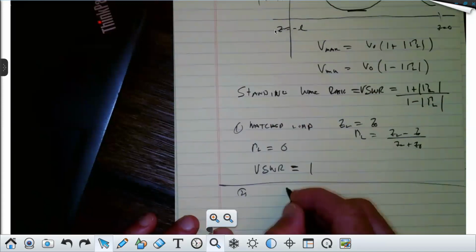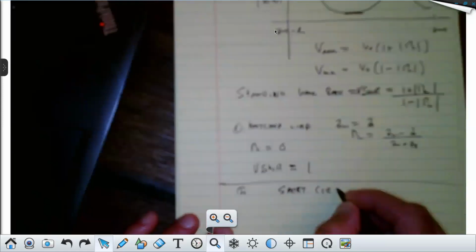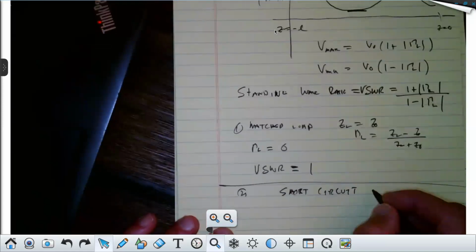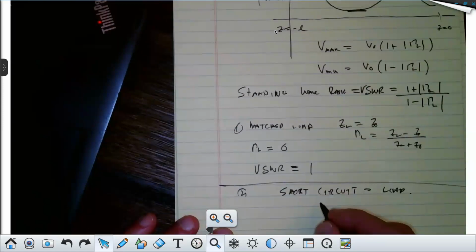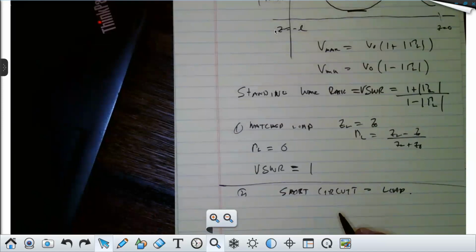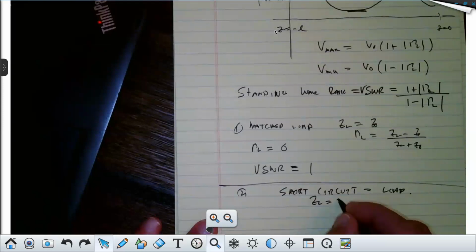Now, if you have a short circuit, so there's the first one, a matched load. If you have a short circuit for your load, well, what's the impedance of a short circuit? If you say you got a short circuit, what's R? How much resistance in a short circuit? Zero, right? That means ZL is equal to 0.